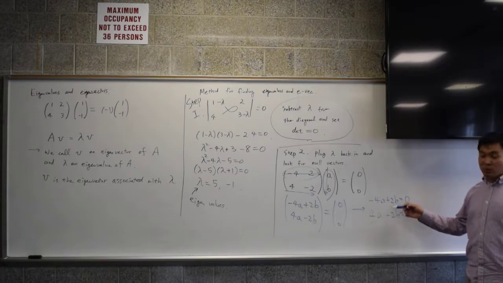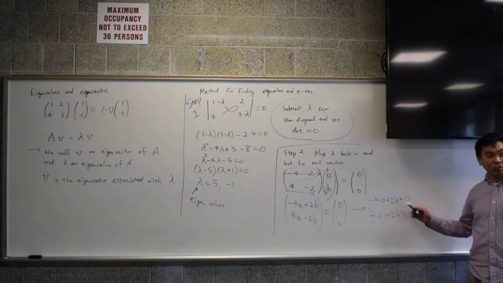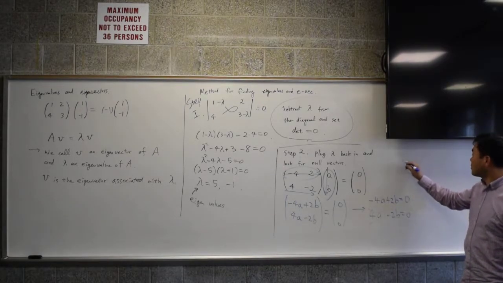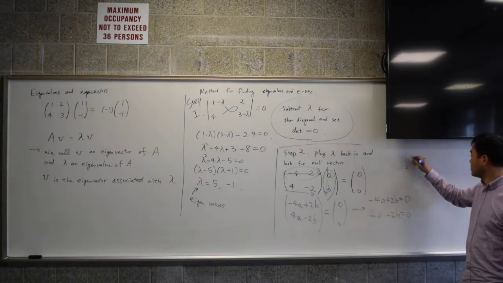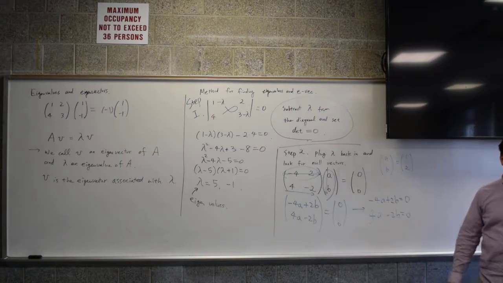And now just pick two numbers that will satisfy this. Can you give me two numbers that will satisfy this? 1 and 2. Okay, so that's good. So I get 1, 2.